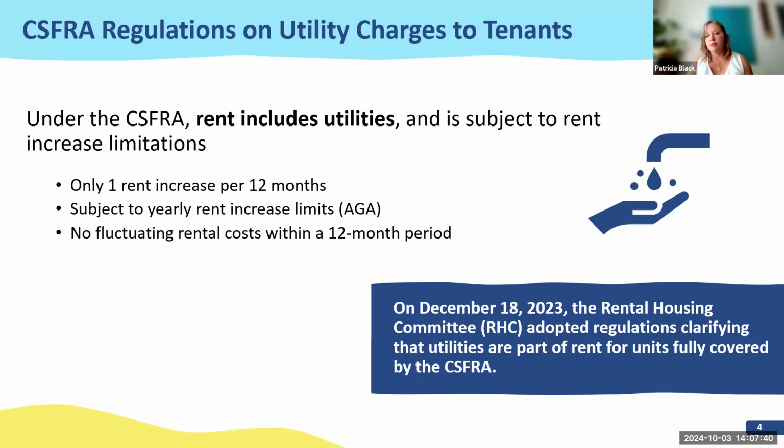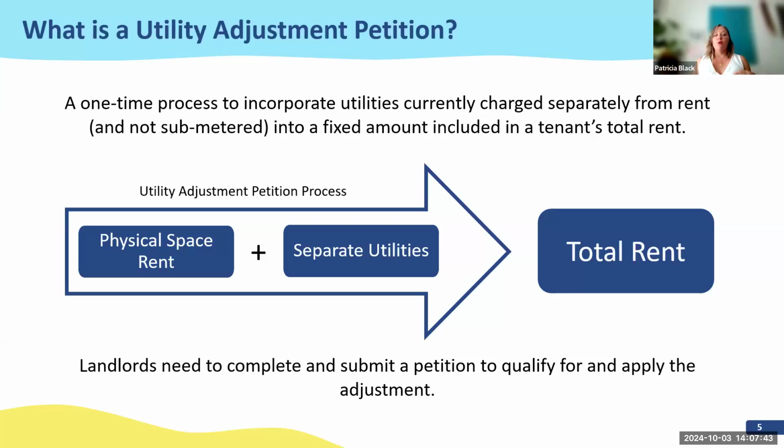So in order to incorporate those utility costs that are being charged through RUBS or being paid directly to the landlord for services that aren't directly linked to a tenant's usage, we have a one-time process that will allow property owners to incorporate those utilities that are currently charged separately and are not submetered into a fixed amount included in the tenant's total rent. And this is what we're talking about today, the utility adjustment petition process.